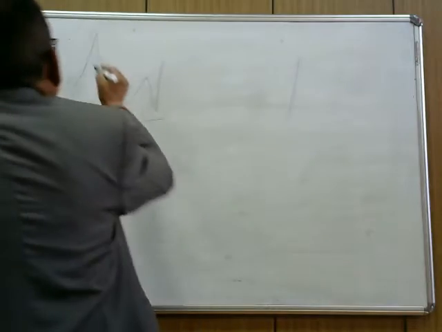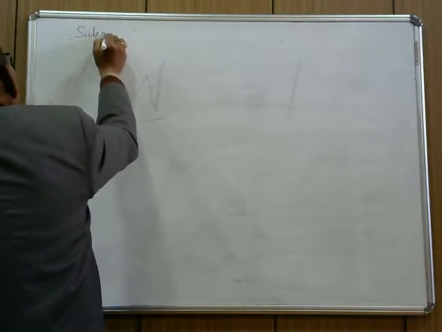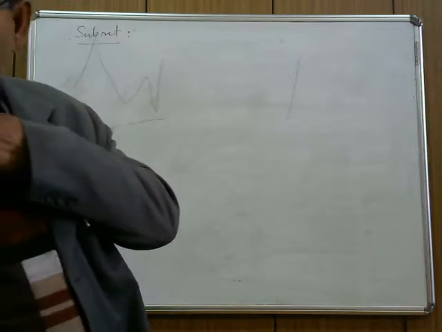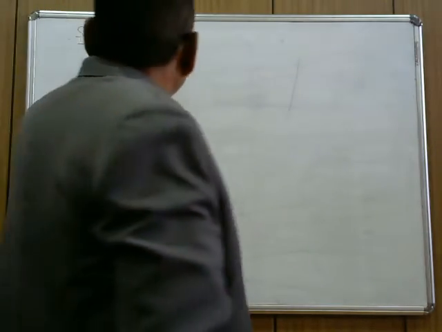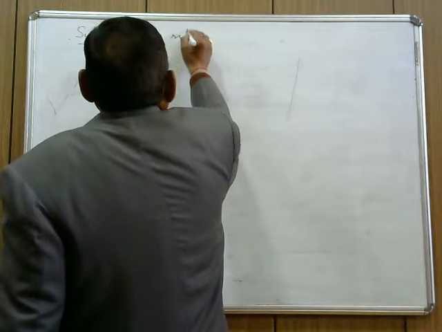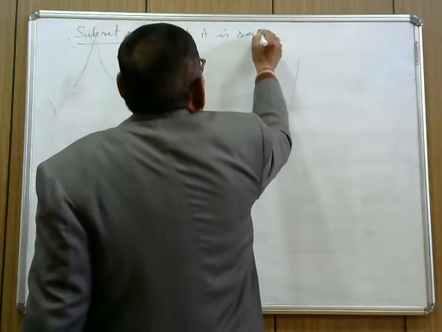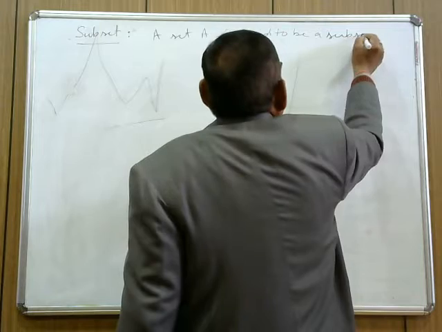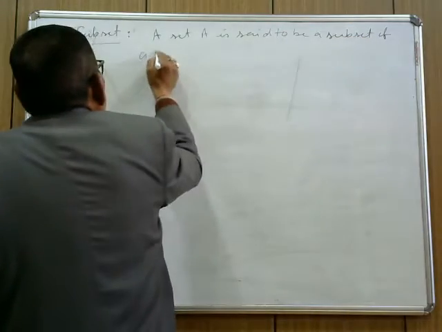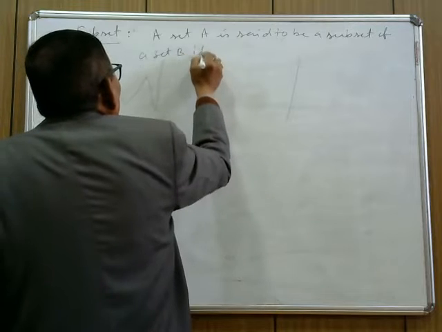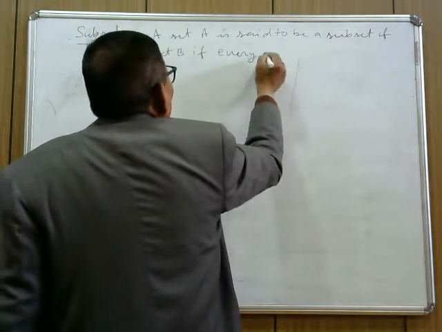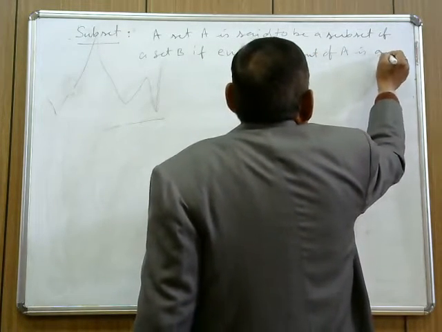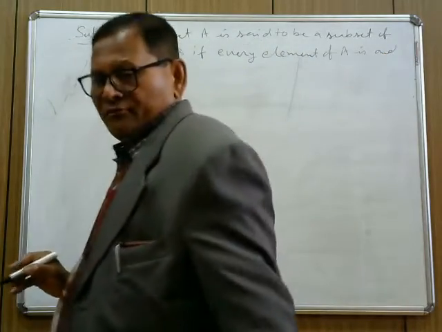Now I am taking subset. A set A is said to be a subset of a set B if every element of A is an element of B.